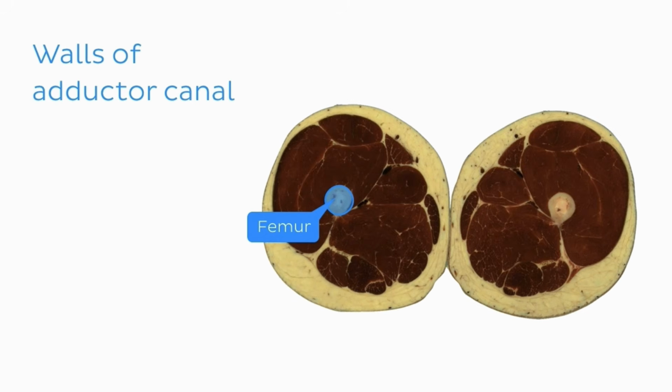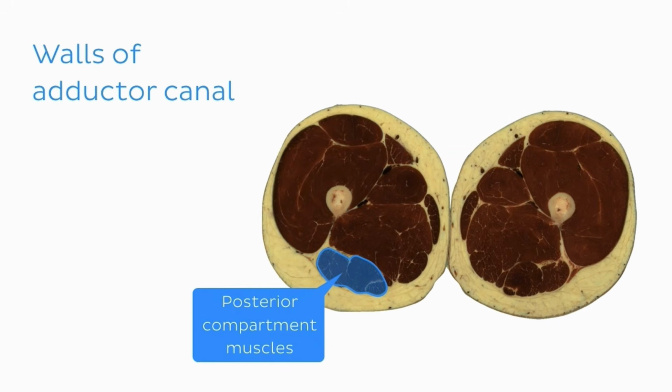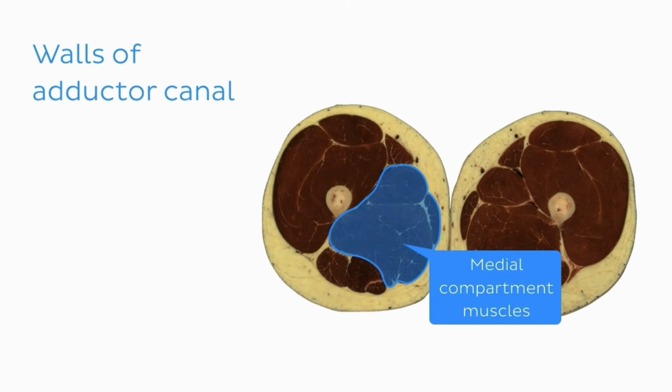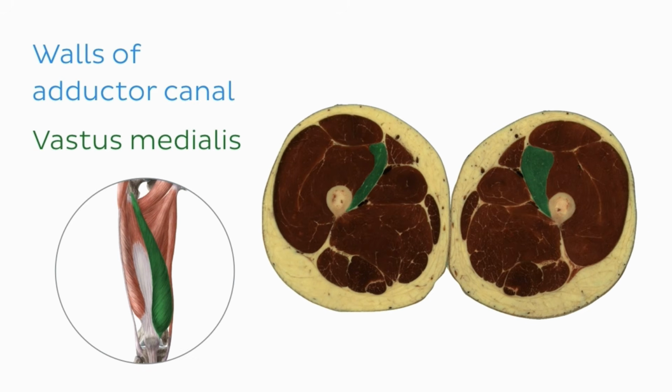And anteriorly we have the anterior compartment muscles. Over here we have the posterior compartment muscles. And finally over here we have the medial compartment muscles of the thigh. The muscles highlighted on this image are the vastus medialis muscles on each thigh. And remember that they make up the anterolateral wall of the adductor canal.